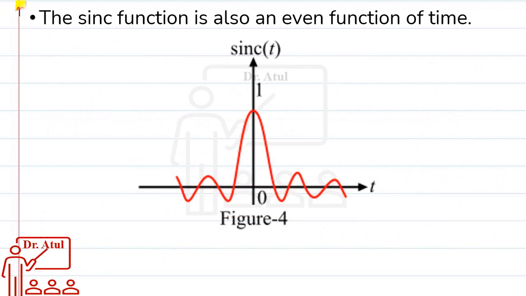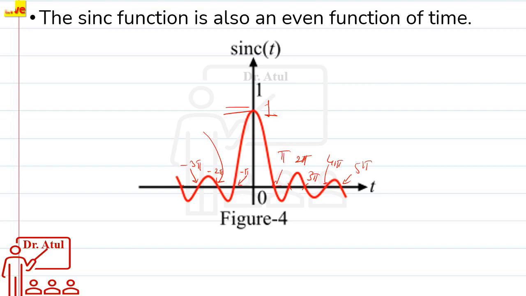So the sinc function is an even function of time. As I told, the zero crossings are at minus pi, minus 2 pi, minus 3 pi, and so on. Similarly at pi, 2 pi, 3 pi, 4 pi, 5 pi, and so on. It will continue. The value is 1, maximum at 0, and then it continuously reduces with respect to time.